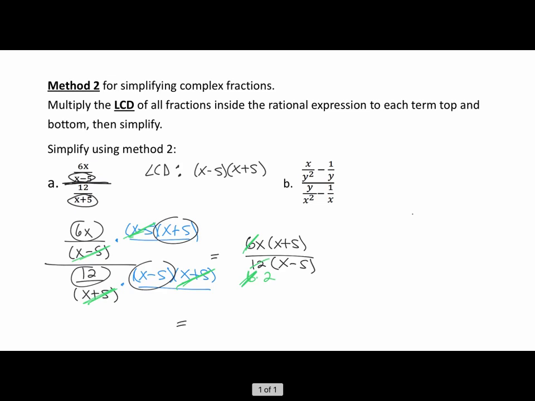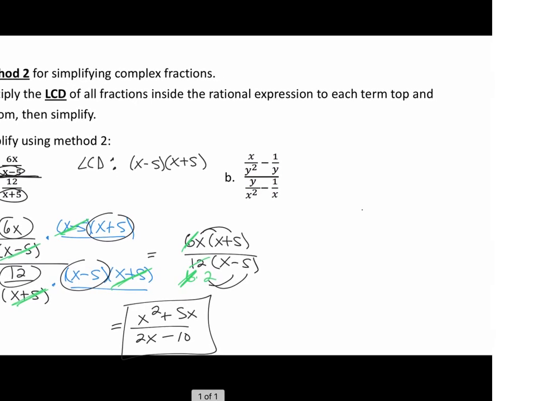So let's go ahead and simplify what we have then. In the numerator, that's x times x squared, and x times 5 is 5x. In the denominator, 2 times x is 2x, and 2 times negative 5 is minus 10. So that's the simplified complex fraction.